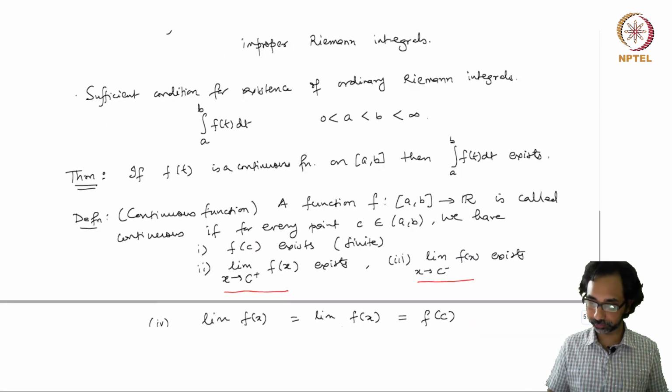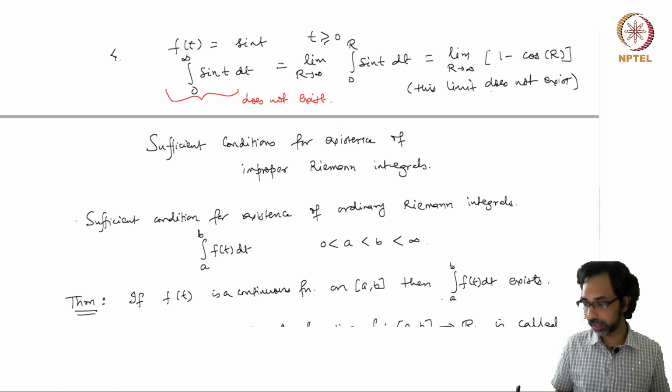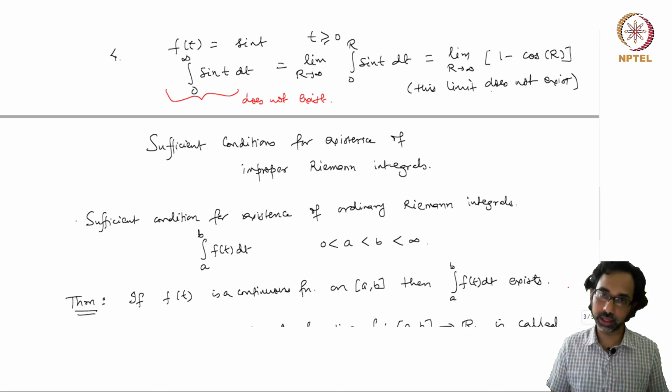So this is how a continuous function is defined. Our theorem says that if this function is continuous on this entire closed interval [a, b], then this ordinary Riemann integral of f(t) from a to b dt will exist.